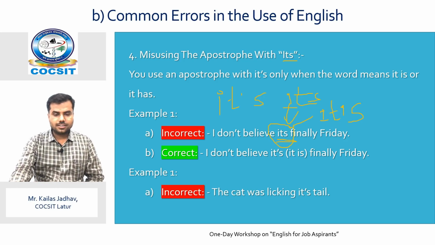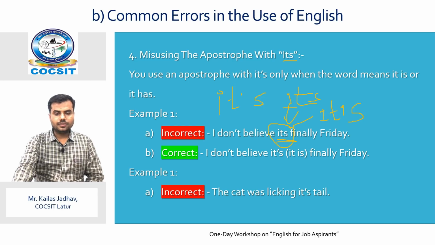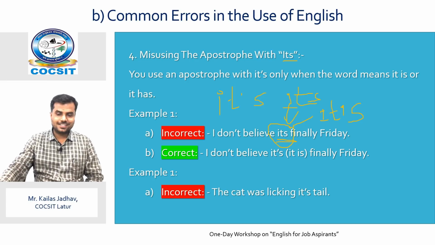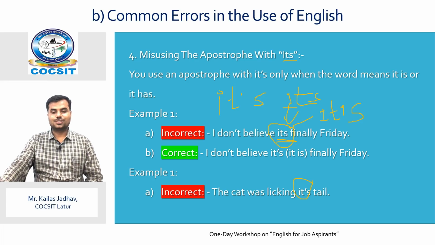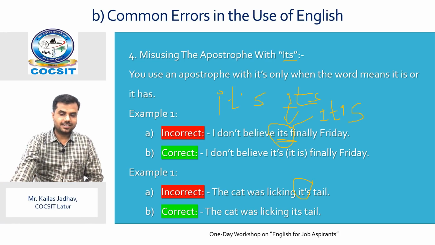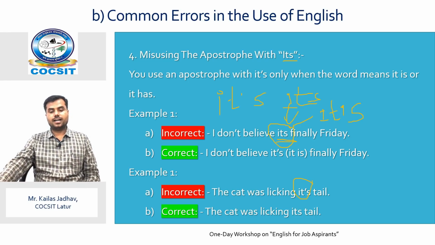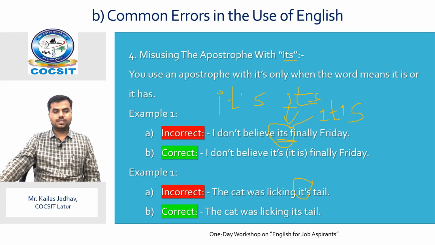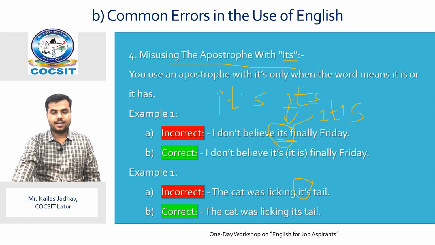Okay, let us have another example here. The cat was licking its tail. The cat was licking its tail. Look at this, its tail. Here it is indicating something which is not at all expected here. It's tail, meaning it is tail, is incorrect in this context. It is its only. Did you understand? Apostrophe s with it's means it is or it has, otherwise its. Okay.